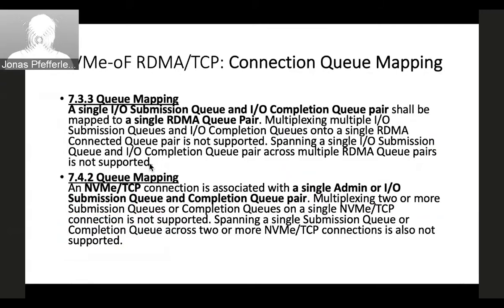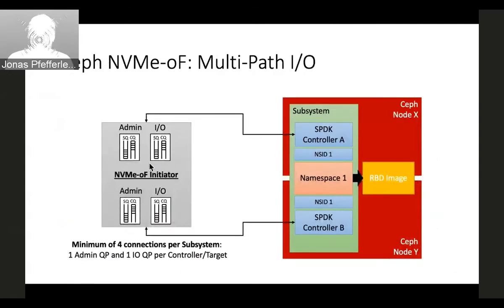What it means is you need resources for that. And this is how the mapping works: an RDMA queue pair maps to an IO or admin queue pair, and a TCP connection maps to an admin or IO queue pair. And this is basically what we want to build. You have some Ceph nodes here in red. You have a subsystem that spans all these nodes. You have some SPDK controllers or targets.